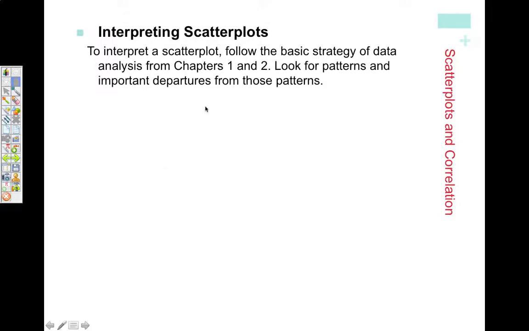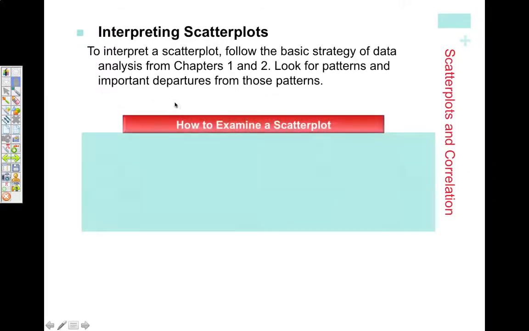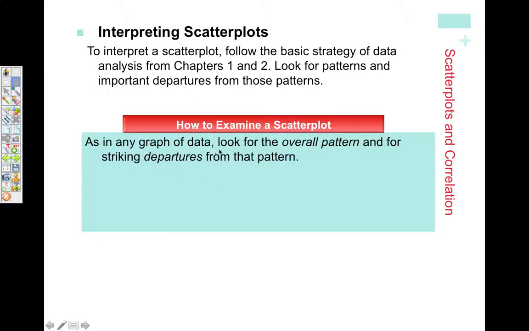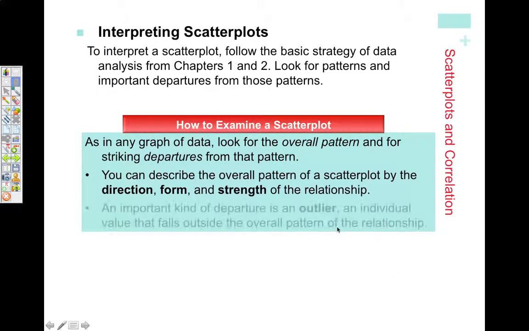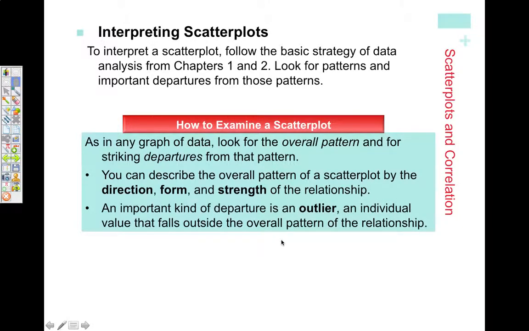Interpreting our scatter plots, we're going to follow what we did in Chapter 1 and 2, and we're going to be looking for patterns and important departures from those patterns. So when we look at our graph, we're looking for what's the pattern. Is it a line? Is it a curve? And is there anything that's real different from that pattern? And we're going to use three main terminologies to describe our pattern: direction, form, and strength. And we'll look at a couple examples of this. Those departures from the normal pattern we call outliers.